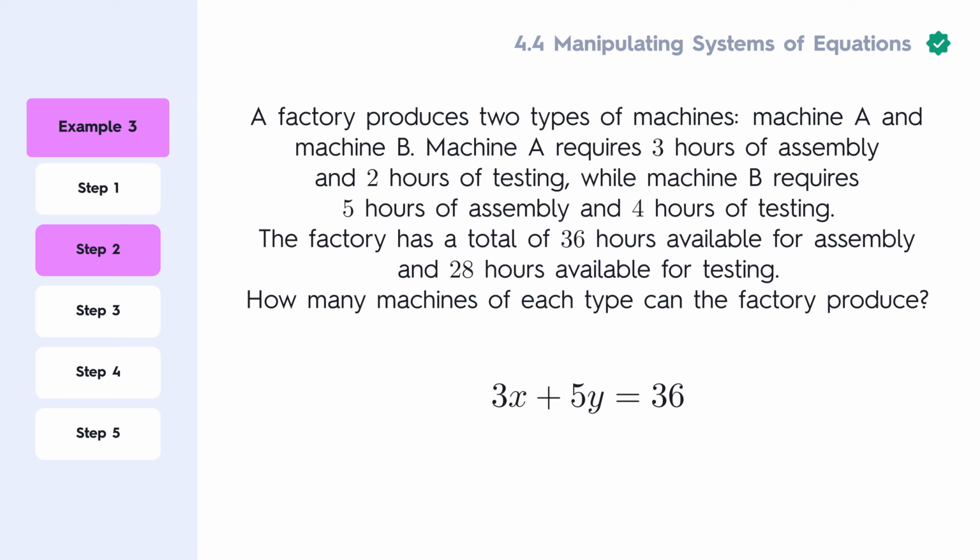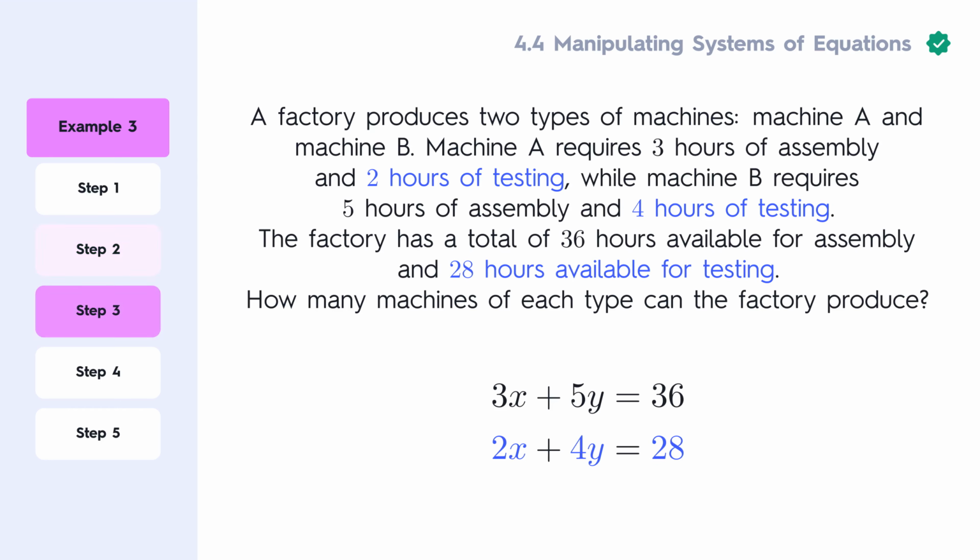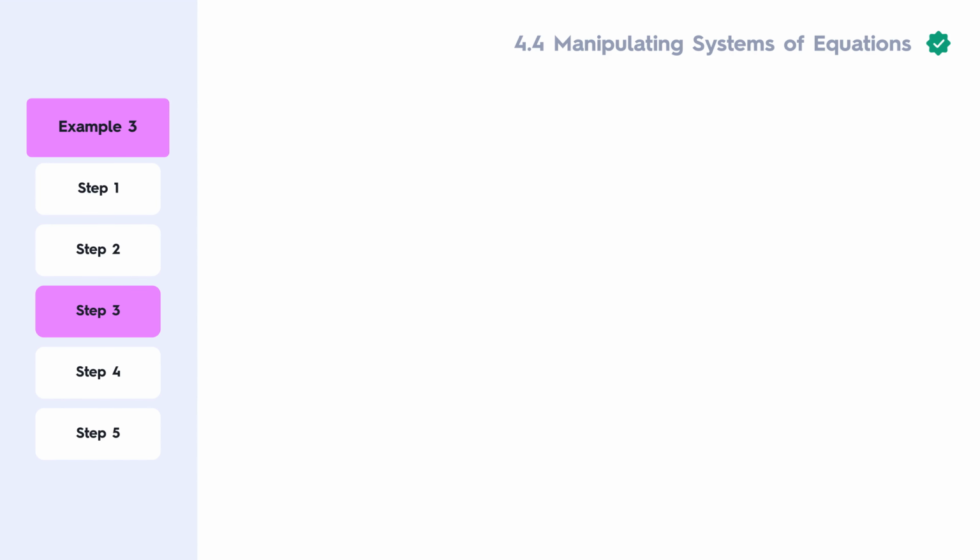The first equation comes from the total assembly hours. This means each machine A takes 3 hours of assembly, and each machine B takes 5 hours, for a total of 36 hours of assembly. The second equation comes from the total testing hours. This means each machine A takes 2 hours of testing, and each machine B takes 4 hours, for a total of 28 hours of testing. We will use the elimination method to solve this system.